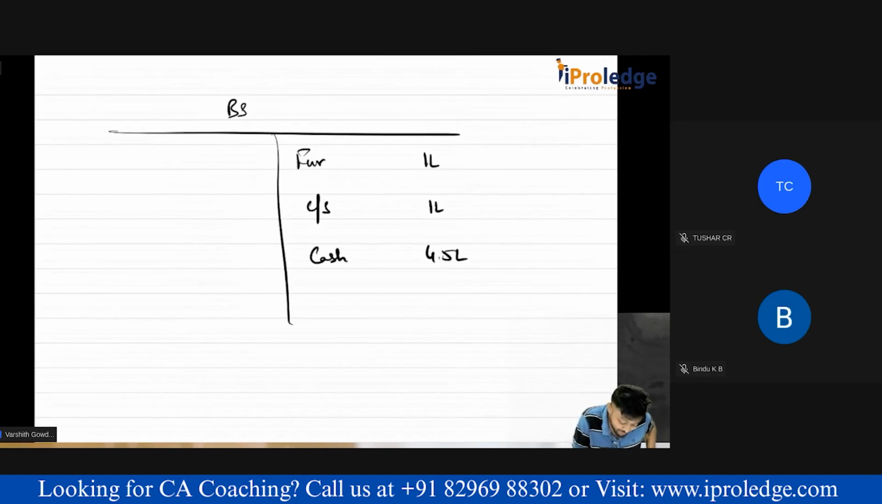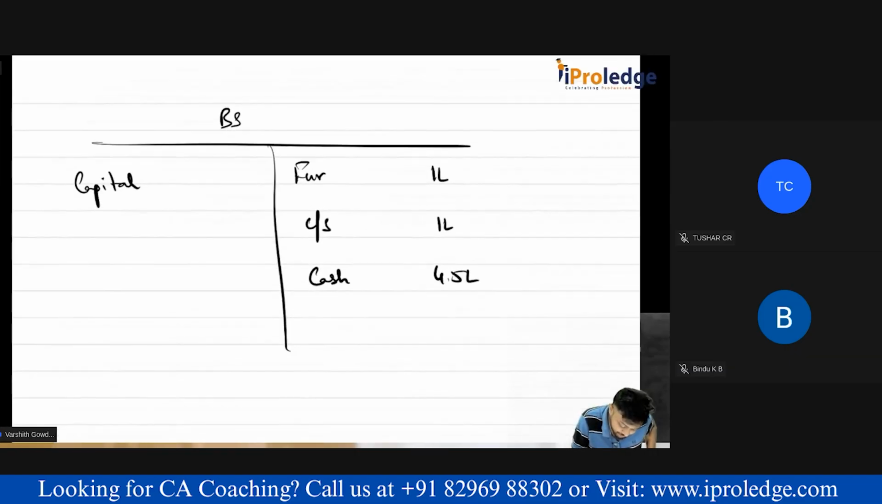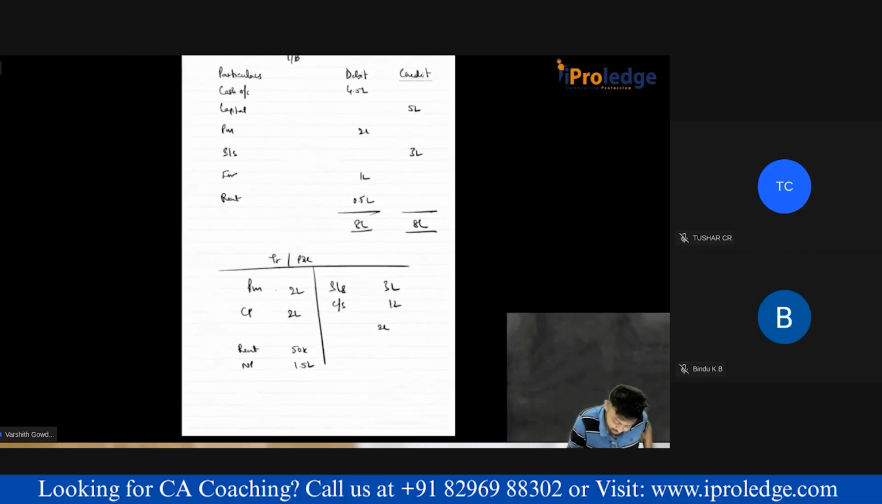Then we have capital of how much? 5 lakhs. Then I've told you the profits also belong to the owners. So I have to add. How much is the current year profit? 1.5. So the total became 6.5. Then what do I have? Furniture we have posted. Everything has come.